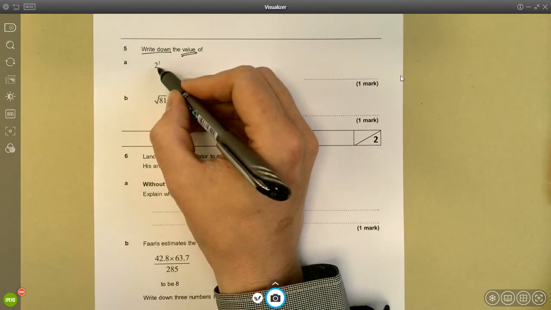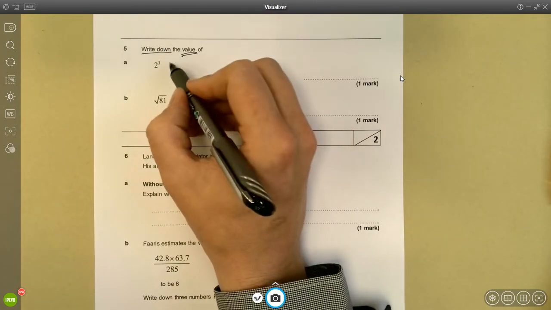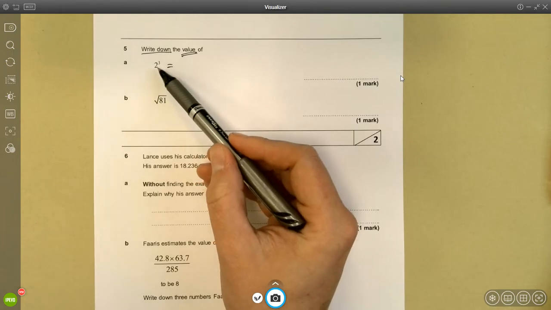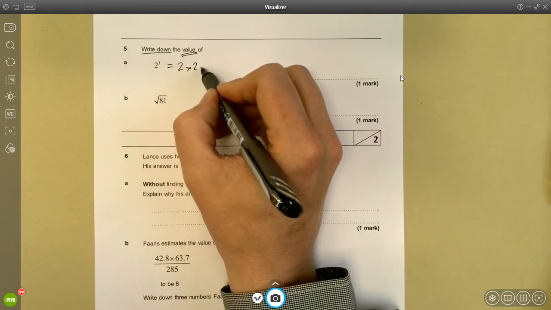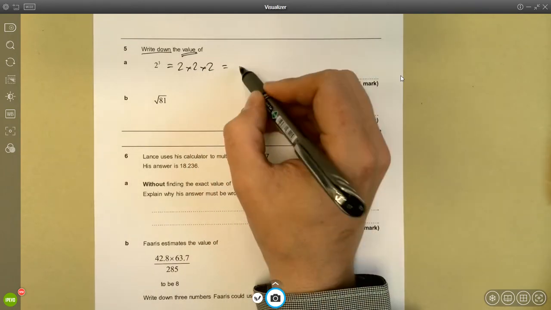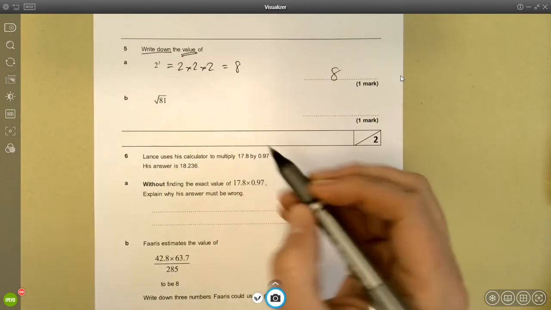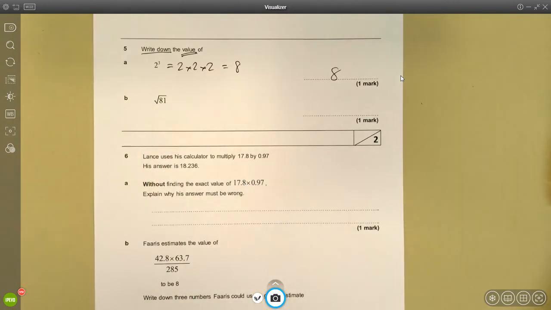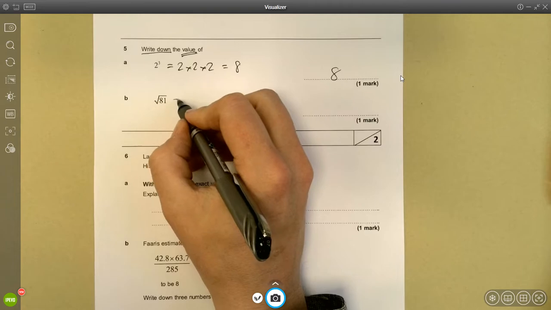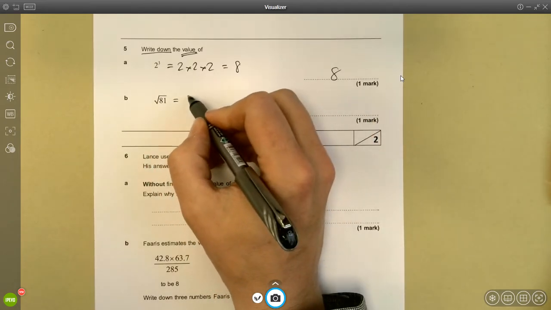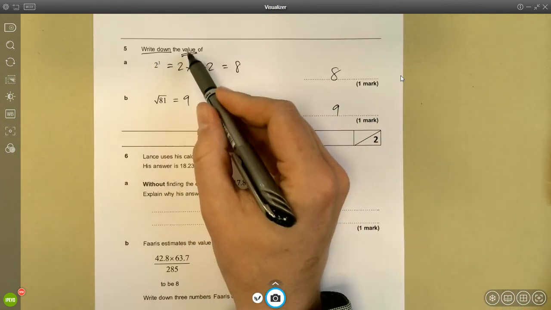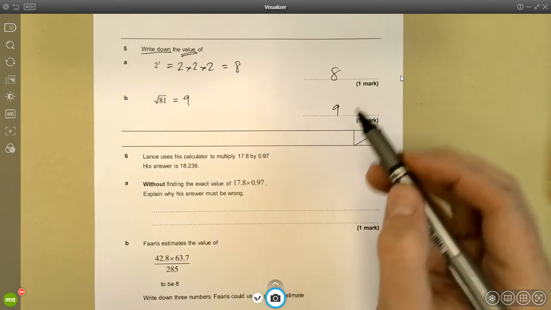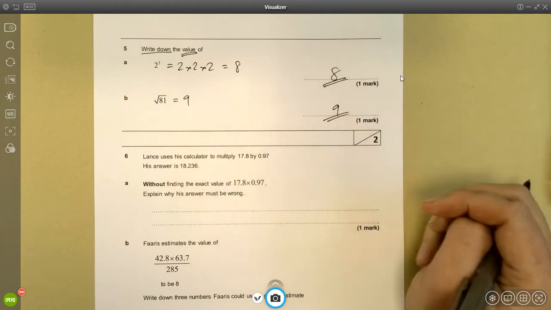So what is 2 raised to the power of 3? What is that worth? Well, that's something that you should just know. 2 cubed is 8. What's happening is 2 times 2 times 2 gives you 8. So it's just 8. Again, we should know about 81 being a square number. It's 9 times 9. So the square root of 81 is just 9. So again, write down. They're not trying to catch you out here. It's just those two answers there.